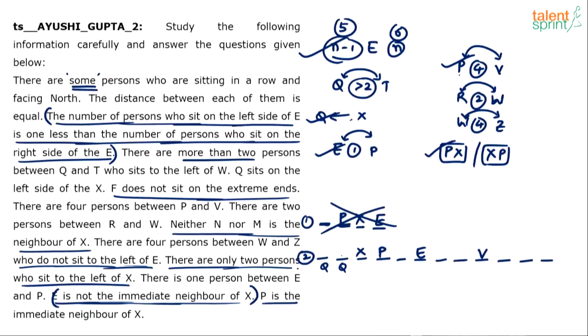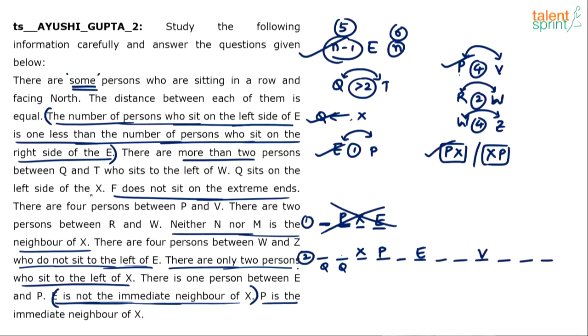So R and W have 2 persons between them. W and Z have 4 persons between them. But we have neither R nor W in the arrangement. Now I think we should do the second reading. We'll get some more clues. There are more than 2 persons between Q and T who sits on the left of W. So we have used this part already. Okay, so W is not available here.